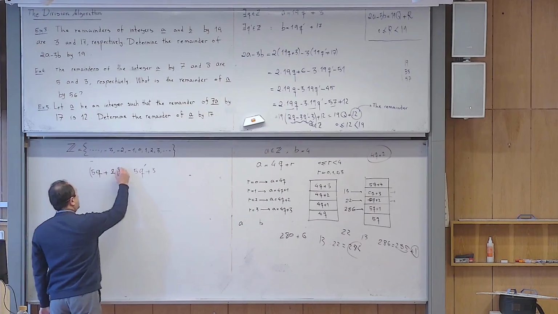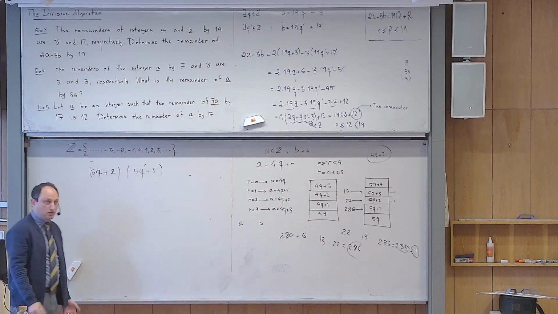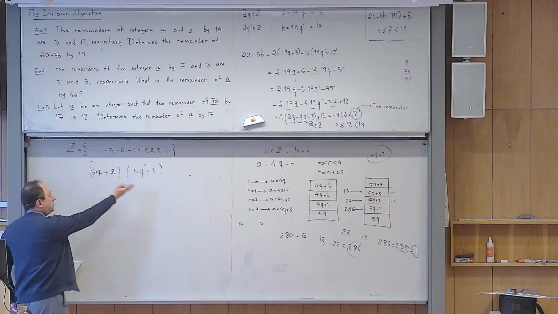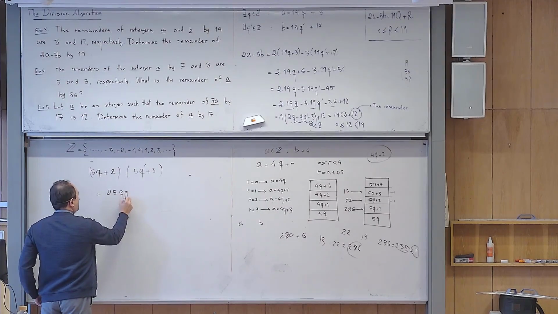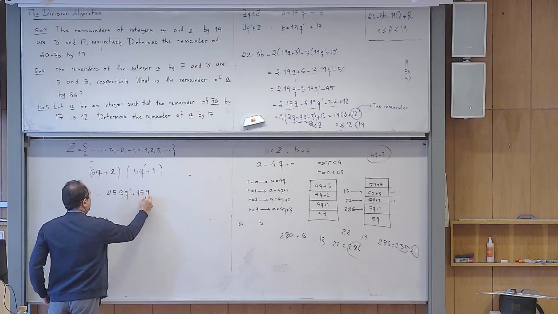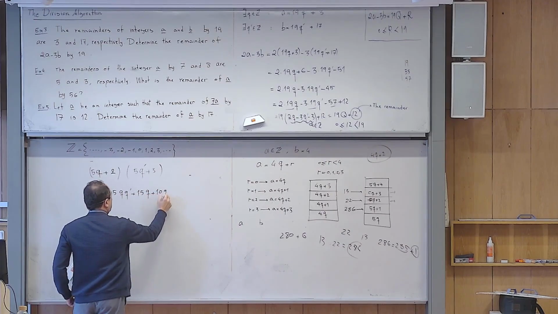And then you multiply them. Yes? Because I asked you to multiply them. So you start multiplying. Very simple algebra. So this is 25 q q prime plus 15 q plus 10 q prime plus 6.